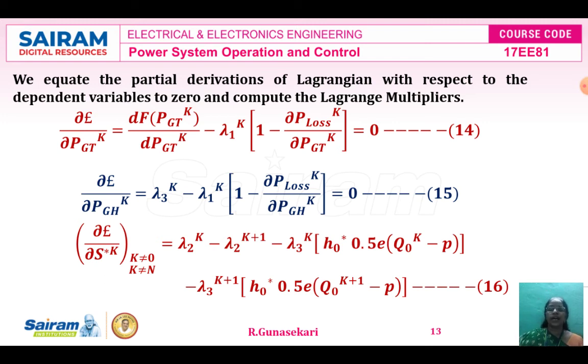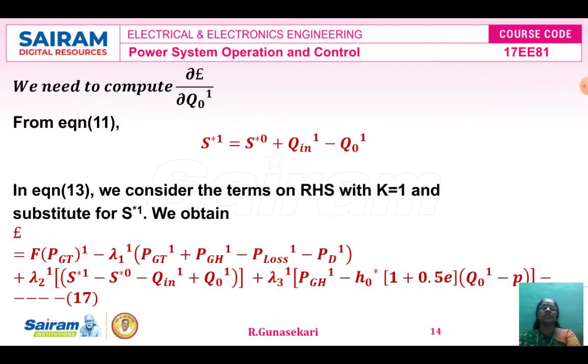Finally, ∂L/∂s*k, where k is not equal to 0 and k is not equal to n also, that means some value. That is equal to lambda 2k minus lambda 2(k+1) minus lambda 3k into h0 into 0.5 e into q0k minus p, minus lambda 3(k+1) into h0* into 0.5 e q0(k+1) minus p. This is equation number 16.